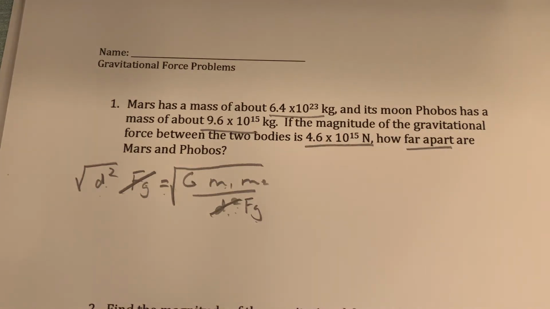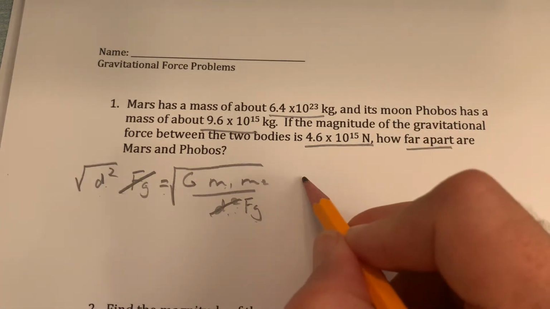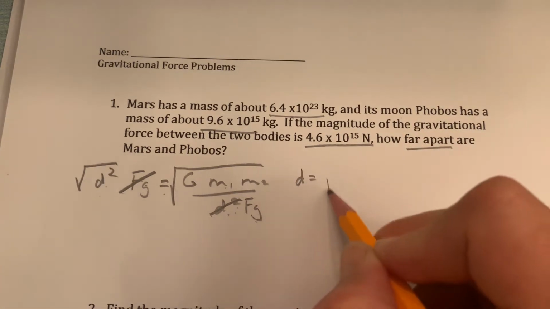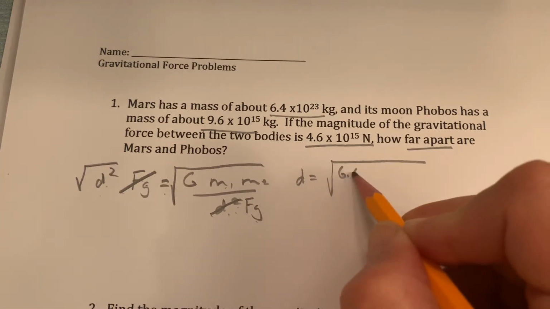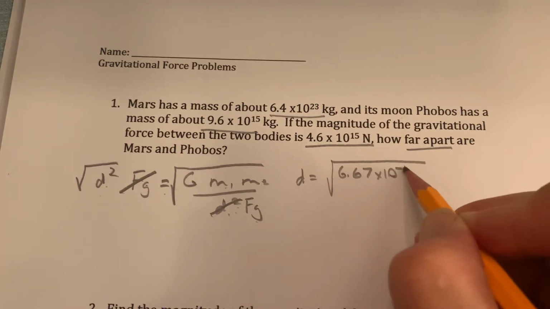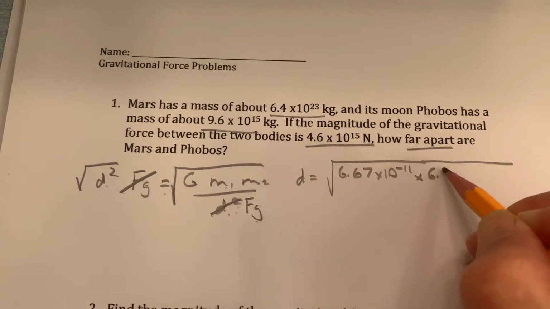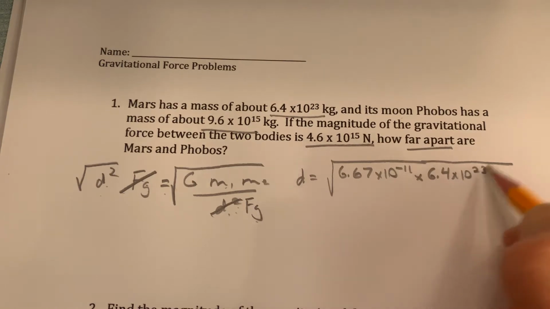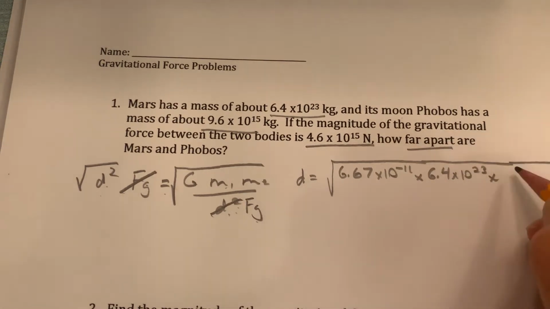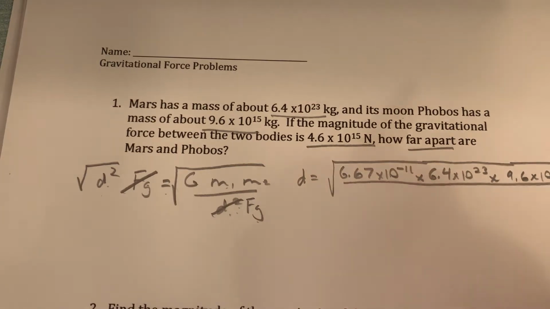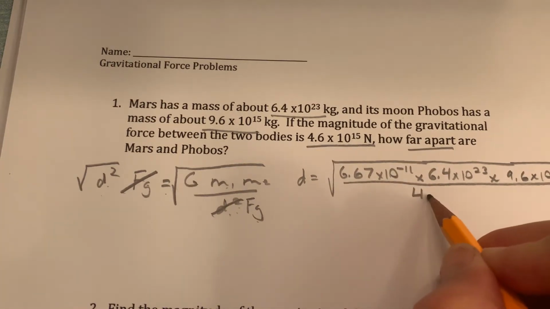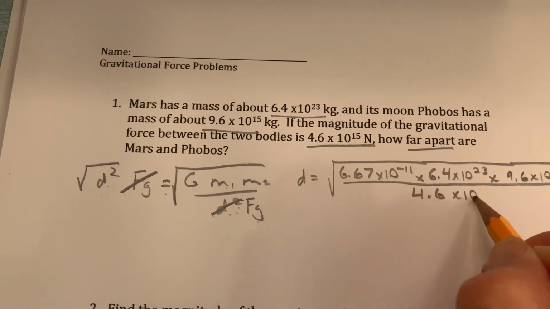Now once we have that, we can plug in our numbers. So we have d equals the square root of 6.67 times 10 to the negative 11th times 6.4 times 10 to the 23rd times 9.6 times 10 to the 15th. And then all that's going to be divided by the force of gravity, which is 4.6 times 10 to the 15th.